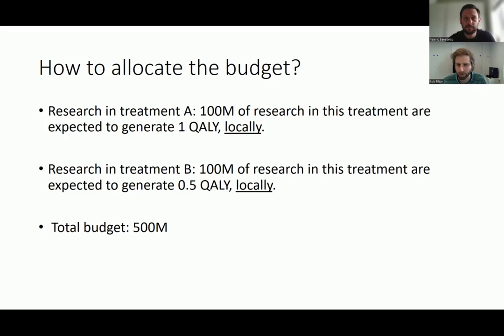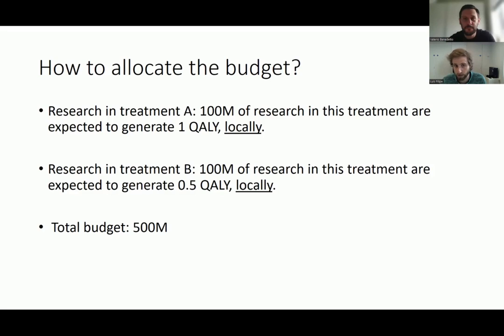I don't know if you remember qualis. They are quality adjusted life years. If you don't, go back to our first video and you can check that. Now, the second one is treatment B, where your first investment of 100 million only gives you 0.5 qualis.